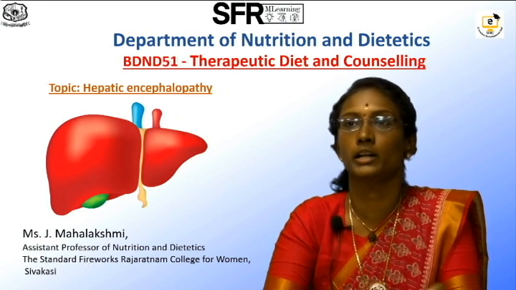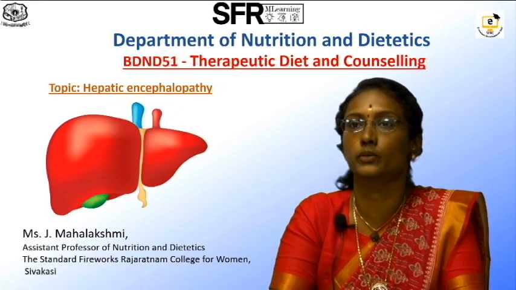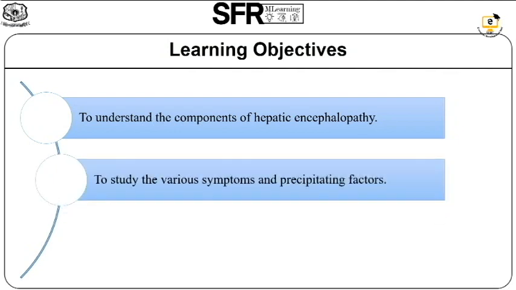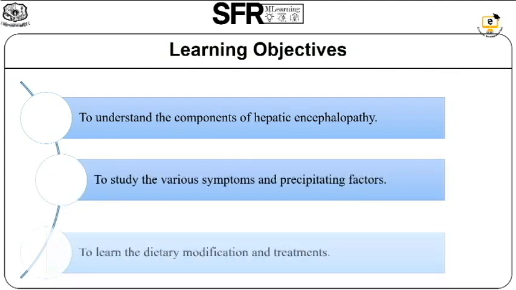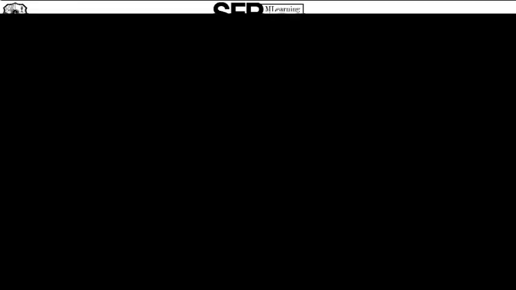So before we go into the video, we'll discuss the learning objectives of today's session. The first learning objective is to understand the components of hepatic encephalopathy, and the second is to understand the various symptoms and precipitating factors that cause hepatic encephalopathy. And the third objective is to understand the dietary modification and treatments in handling the hepatic encephalopathy condition.